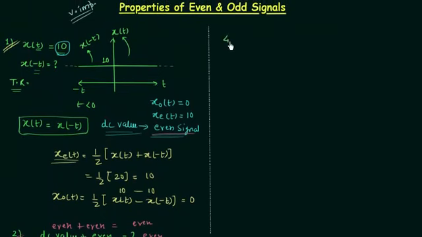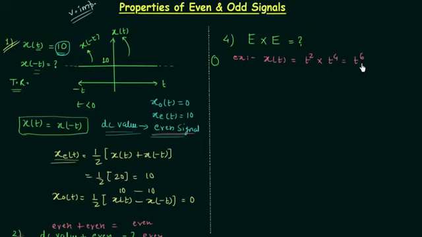Now we will move to the fourth property, in which we will talk about multiplication. What will happen when we multiply two even signals? I will represent even signals by capital E, and odd signals by capital O, and we have to find out the result when we multiply two even signals. We will take one example. In this example, signal x(t) is equal to t raised to power 2 multiplied with t raised to power 4, and this is equal to t raised to power 6.